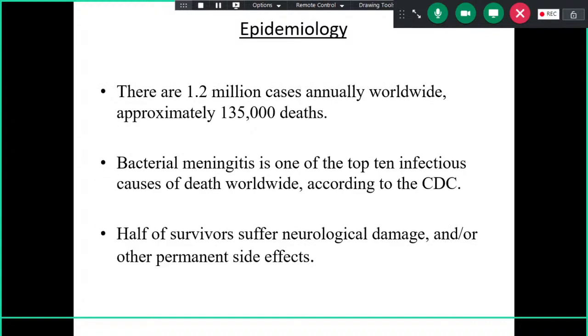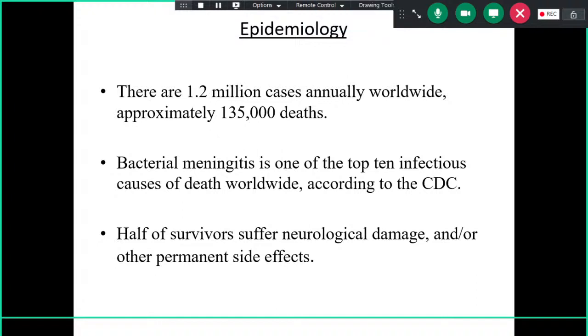Looking quickly at the epidemiology, there are more than 1.2 million cases annually seen worldwide, and approximately 150,000 deaths. This is mostly in developing country because developing countries do not have access to immunization against the disease. And plus, in the developing country, there is overcrowding, there are slums, so there are many people living in a small area where the disease can be transmitted through aerosol or droplet nuclei very easily.